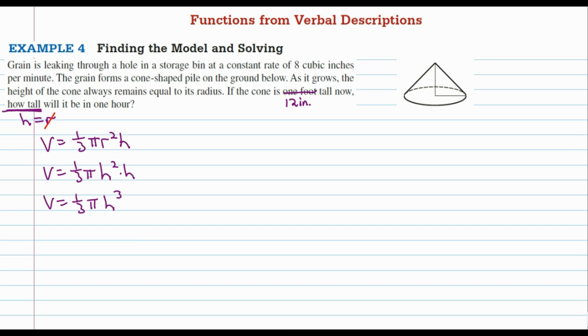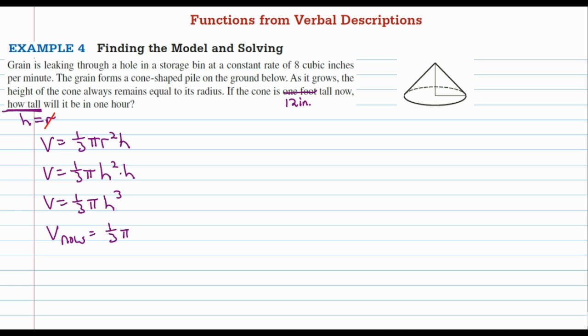So it says if the cone is 1 foot tall now, how tall will it be in an hour? Well, unfortunately, I don't know how tall or how fast the cone is growing height-wise. I only know how fast the cone is growing volume-wise. So I need to calculate the volume now, how much volume I will add, so where it will be in an hour, and then I'll be able to find the height.